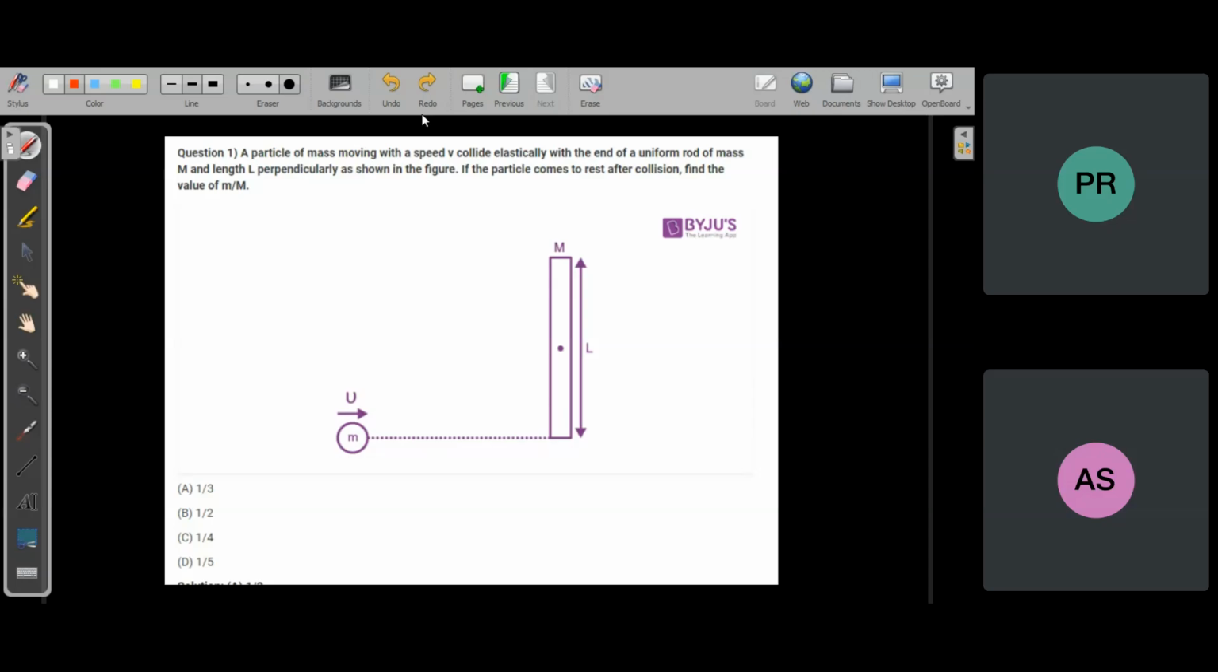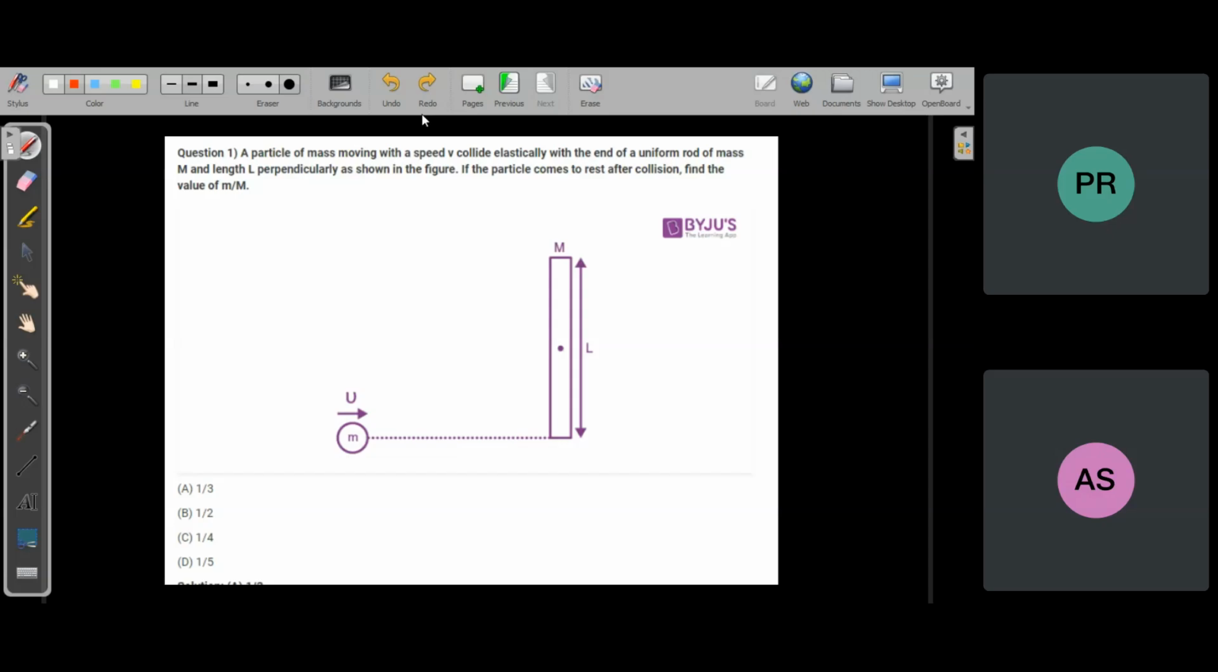Sir, we have considered that before collision the velocity of the particle is V1 and the velocity of the rod is 0. After collision, the velocity of the particle becomes 0 and the rod's velocity is V1. We can apply conservation of linear momentum and angular momentum.